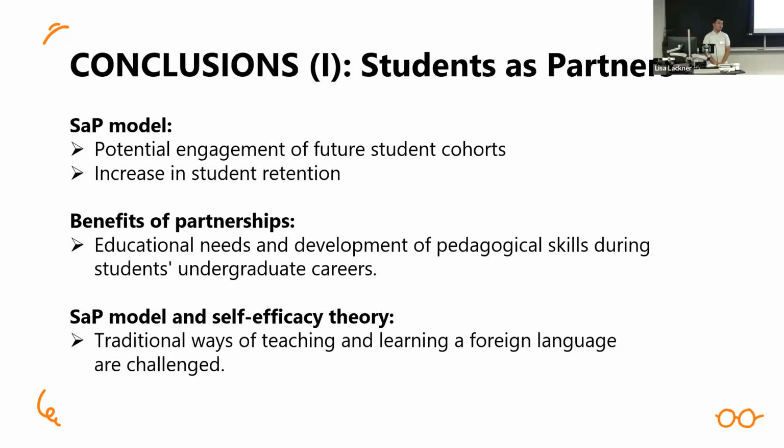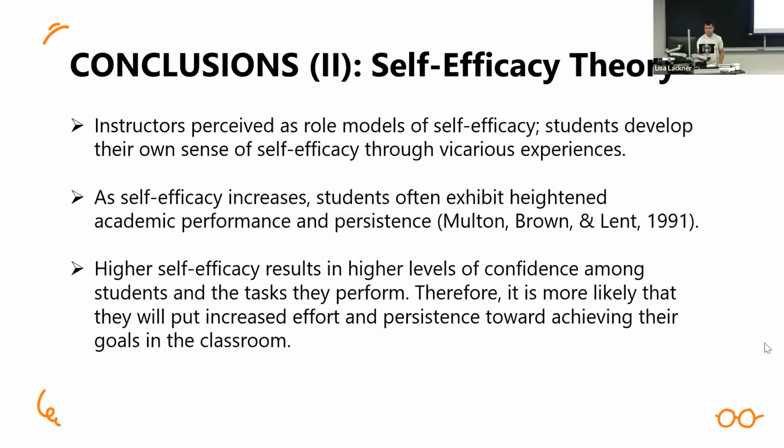So this brings us to our conclusions. Our conclusions are divided into 2 categories, the first one being students as partners. What we see with this model is a potential engagement for future student cohorts, as well as an increase in student retention. We also see with these partnerships that students are allowed to develop professional development skills as well as pedagogical skills during their undergraduate careers. And finally, with linking the SAP model with self-efficacy theory, the result is that traditional ways of teaching and learning a foreign language are challenged.